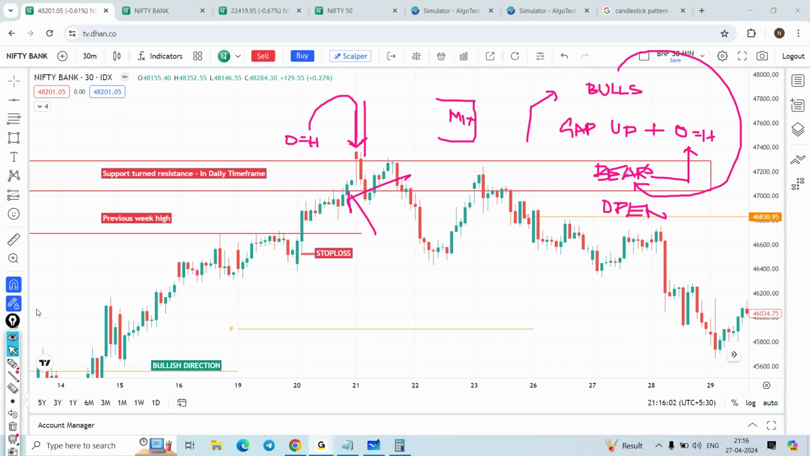Where is it happening? In the supply zone, in the daily time frame supply zone. It's a hint of confusion. How many traders look at the chart from the perspective I am sharing right now? Almost 80-90% of traders are not looking from this perspective. That is the reason for the problem.